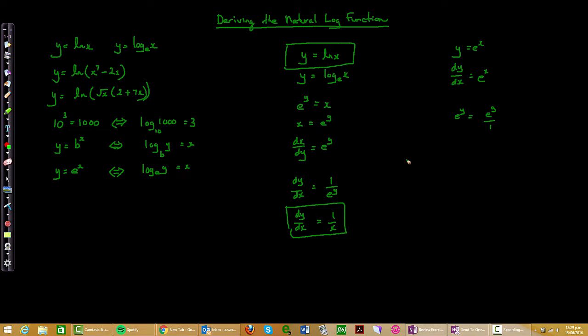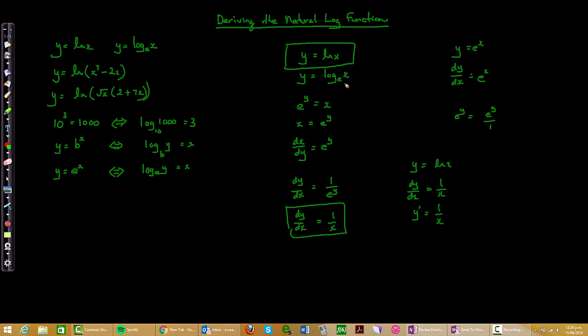So to summarize, if we've got y equals the natural log of x, its derivative, dy over dx, is equal to 1 over x, or y dash equals 1 over x. And so this is a small proof of how this is true.